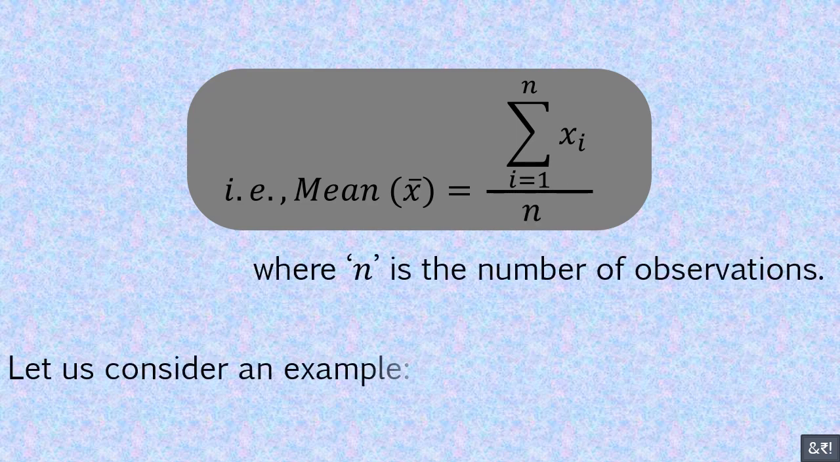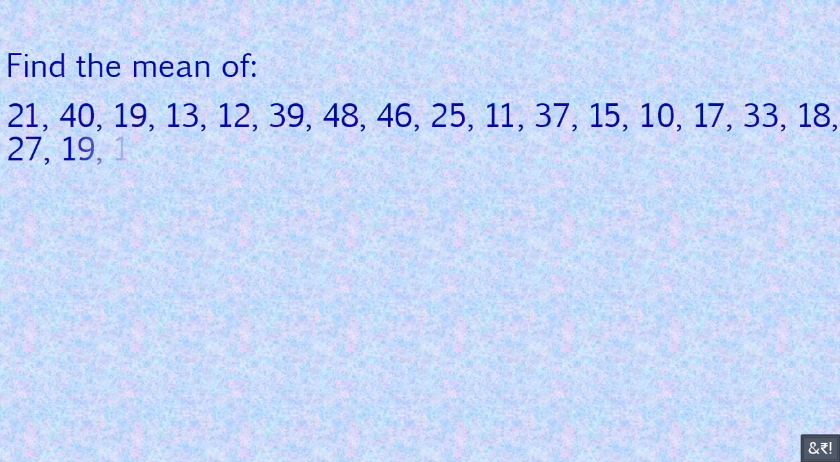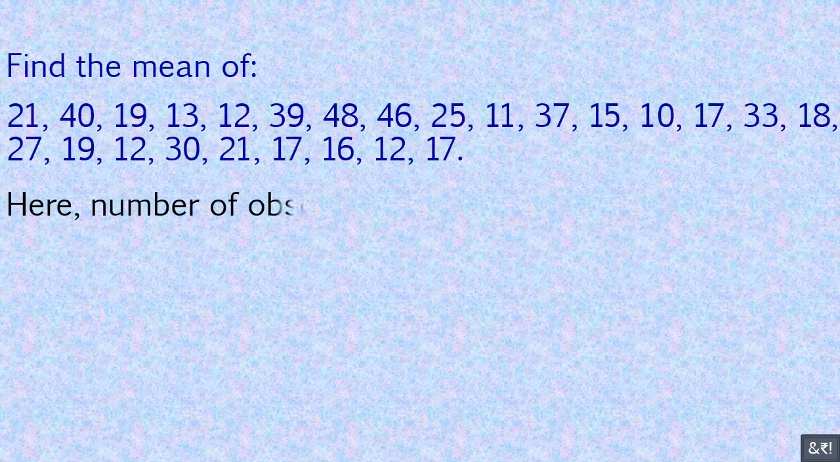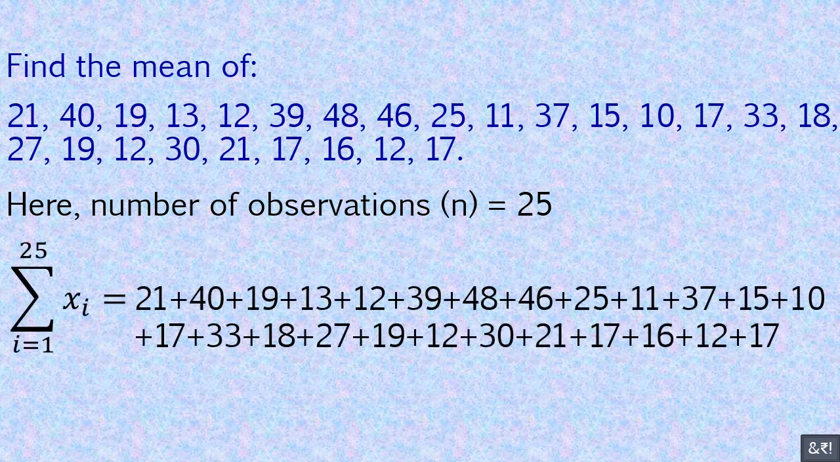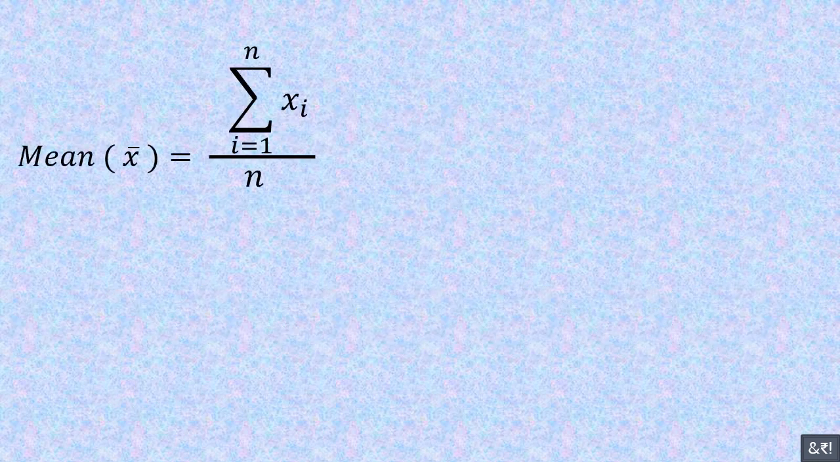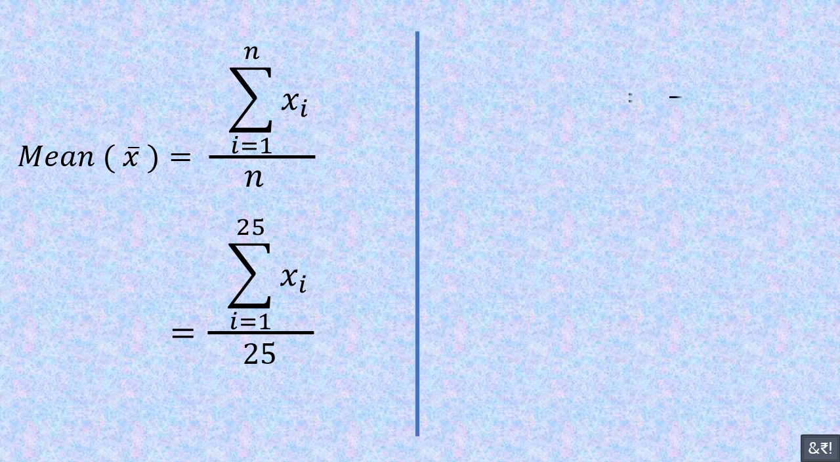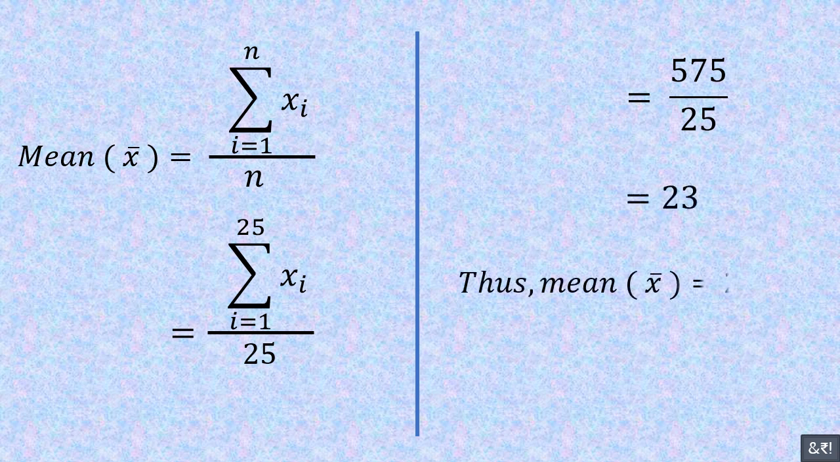Let us consider an example. Find the mean of the data. Here, number of observations, n, equals 25, the sum of xi as i varies from 1 to 25 equals 575. Mean x bar equals the sum of xi as i varies from 1 to n divided by n, equals the sum of xi as i varies from 1 to 25 divided by 25, equals 575 divided by 25, equals 23. Thus, mean x bar equals 23.